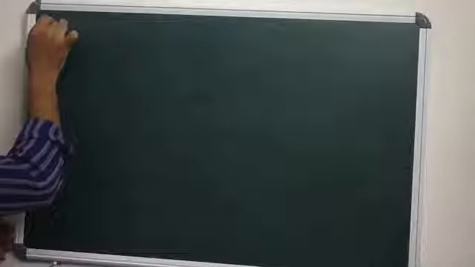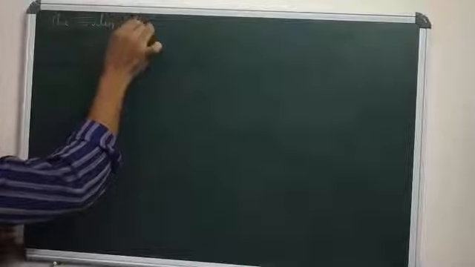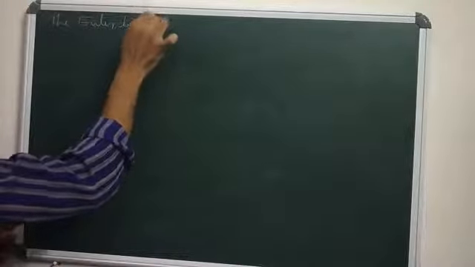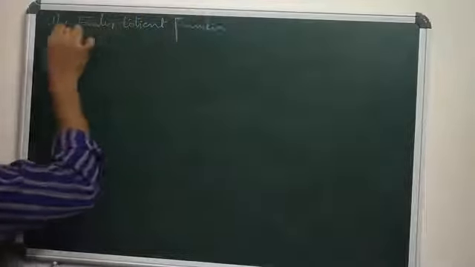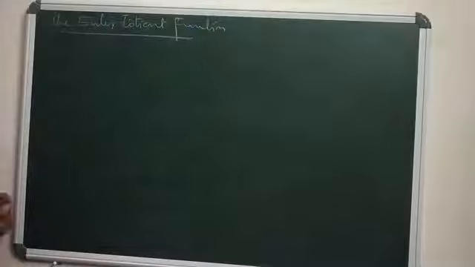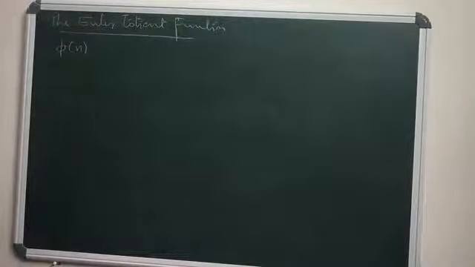Now let us consider another arithmetic function or number theoretic function which is known as the Euler-Totient function. Euler-Totient, T-O-T-I-E-N, Euler-Totient function. The Euler-Totient function is usually denoted by phi of n, where n is any positive integer. Why? Because it's an arithmetic function. That's a function defined on positive integers.